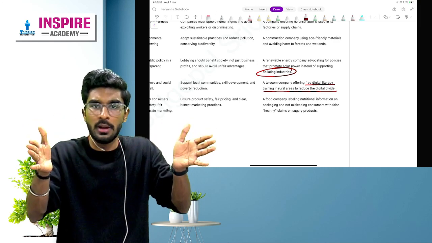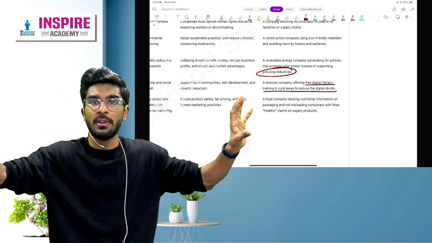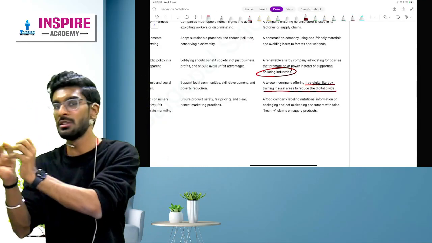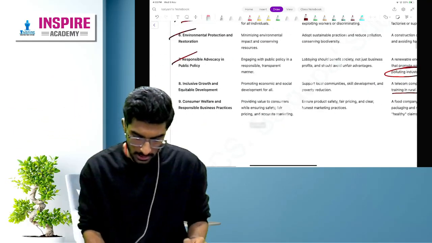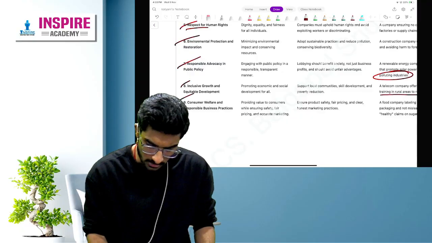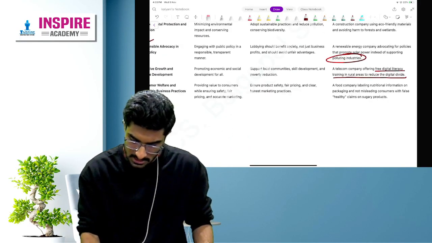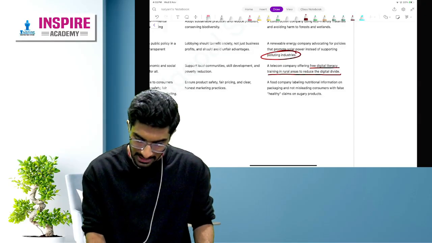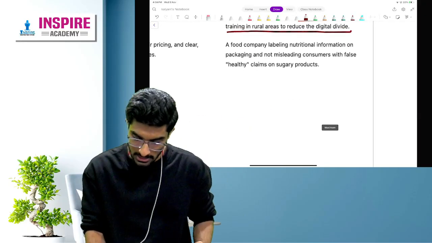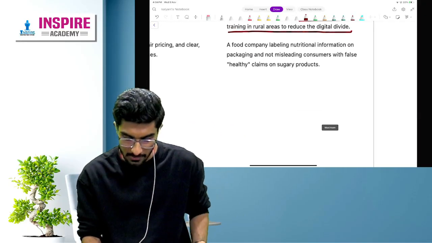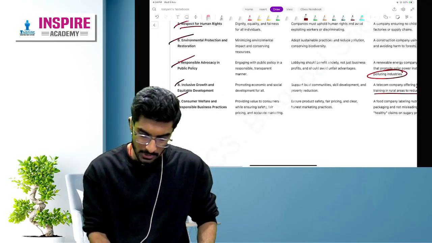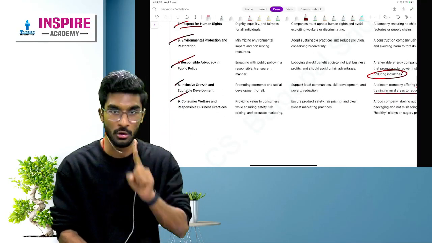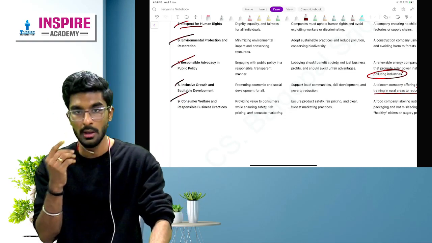What is the meaning of digital divide? There is a vast difference between those who have access to digital services and those who do not. Okay. Next is consumer welfare and responsible business practices. A food company labeling nutritional information on packaging and not misleading customers with false healthy claims on sugary products. If you are selling sugar, how can you claim that your product is very healthy? No, you cannot do this with the customers.